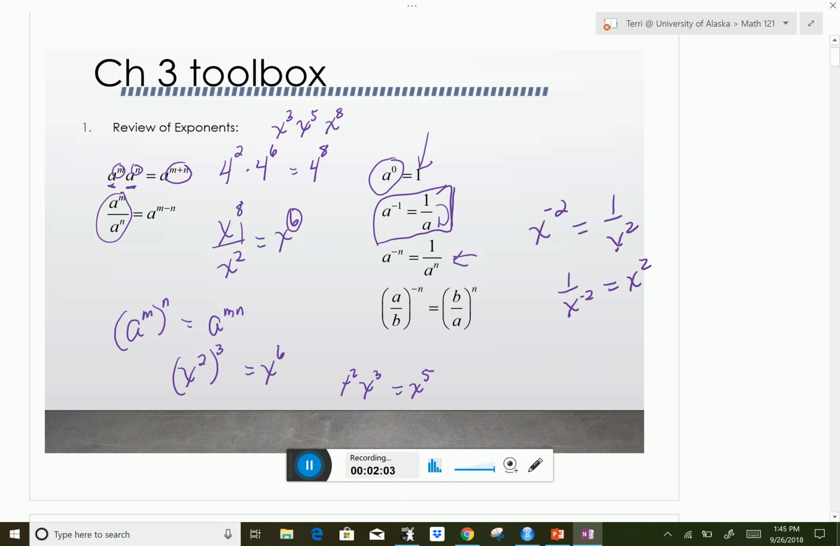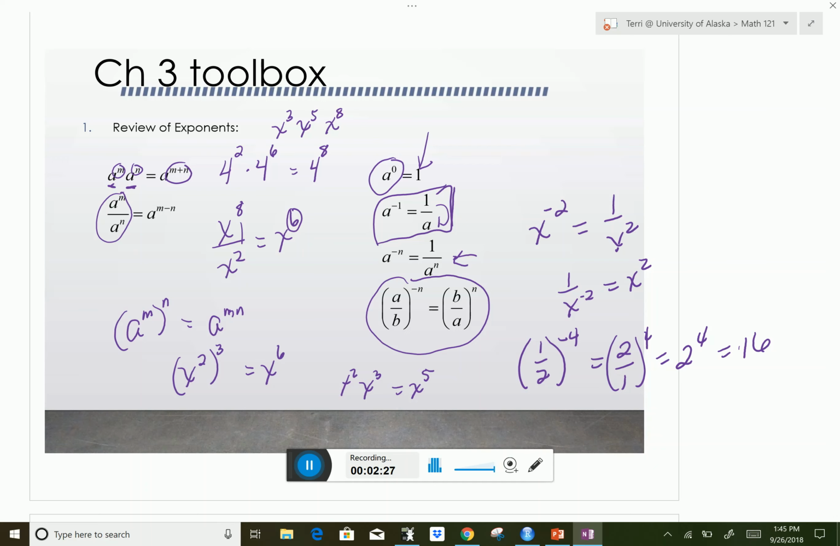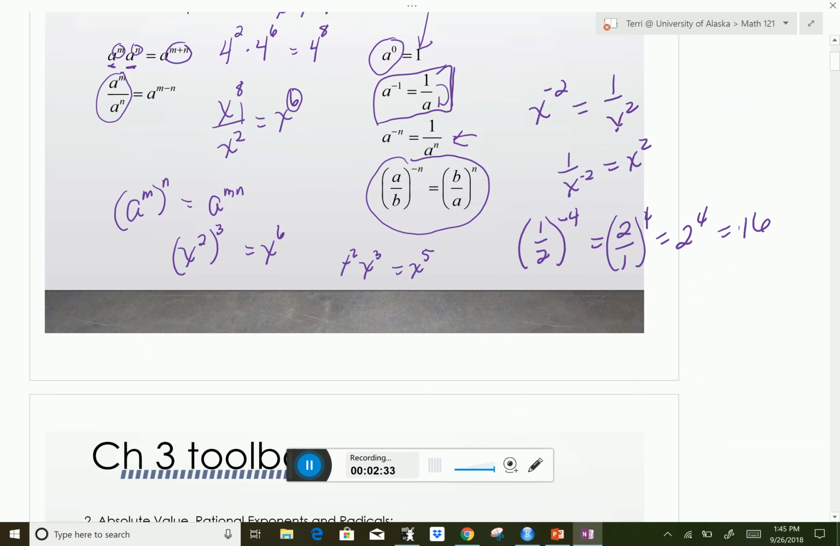And we can do that with anything. If I have 1/2 to the negative 4th power, that's actually just 2 over 1 to the 4th, which is 2 to the 4th, which we know what that is, 32. Well, no, it's not, it's 16. 2 to the 5th is 32. So there are just a few review things I want you to go over. There are a few problems that I want you to do on your homework that just review these exponents.